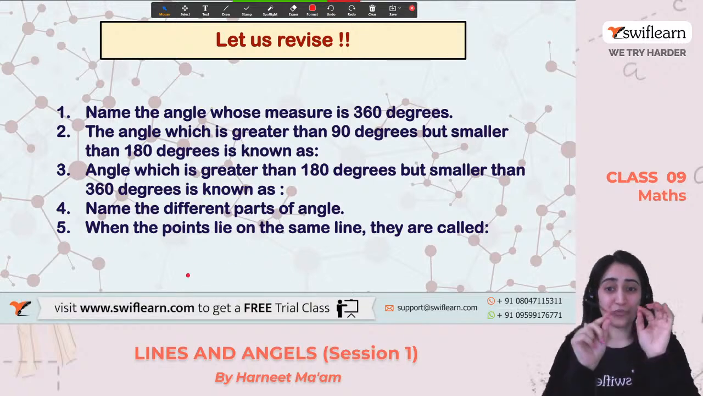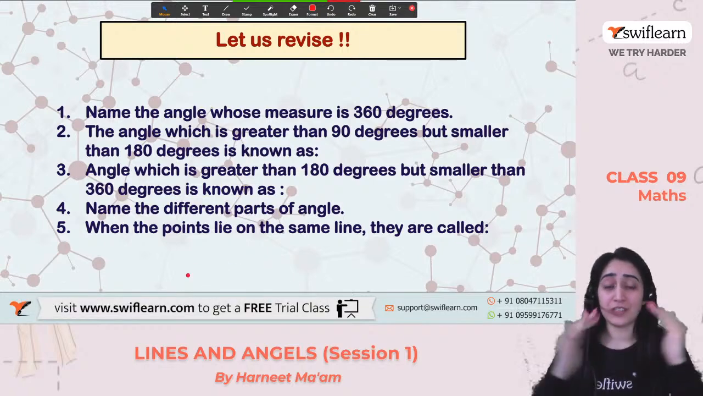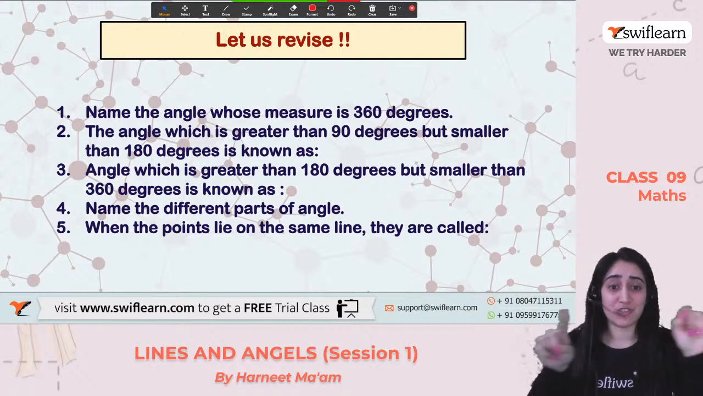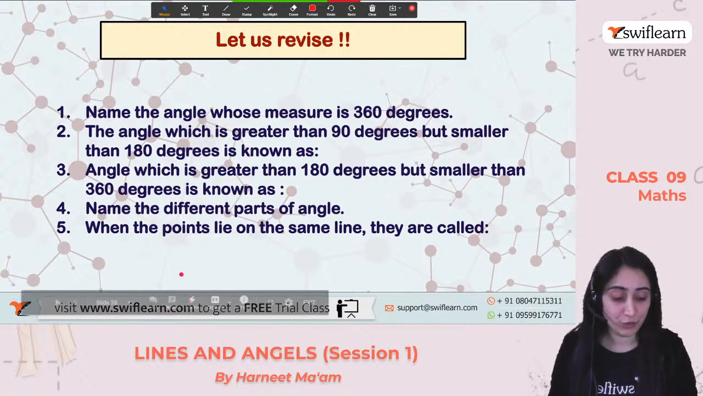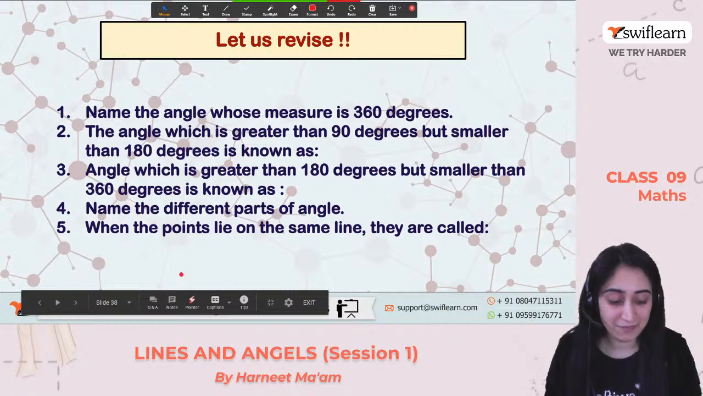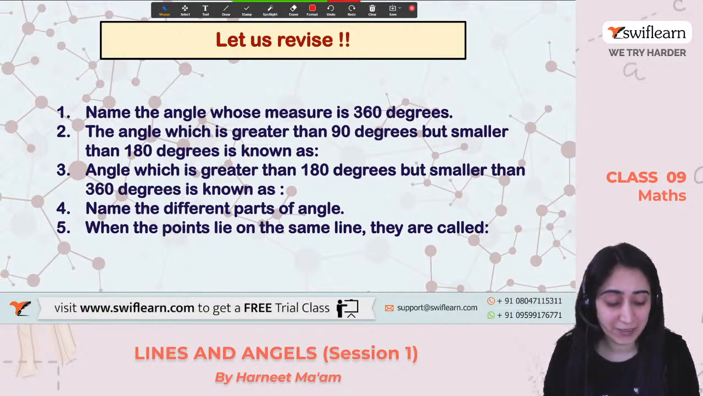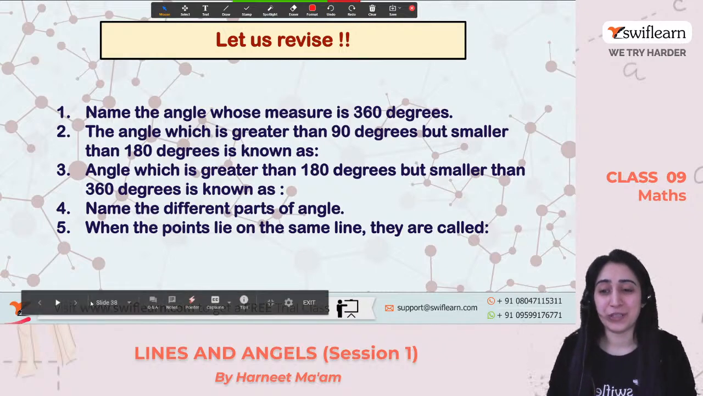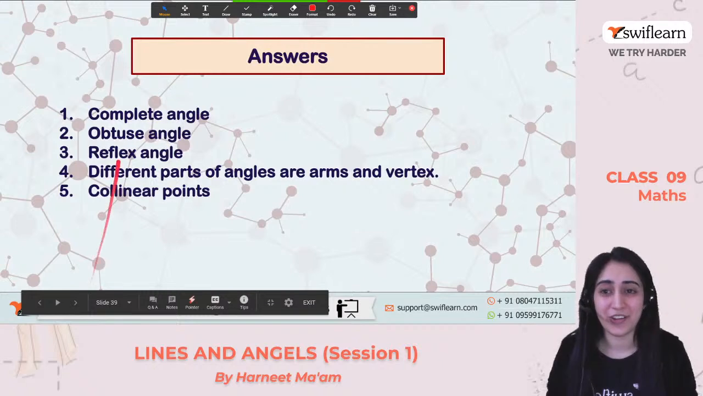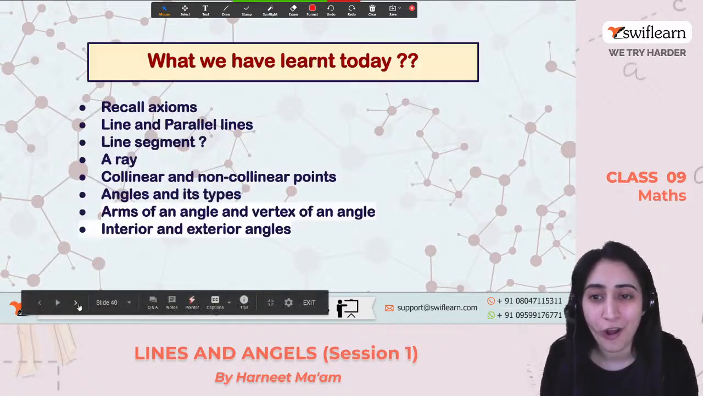When points lie in the same line, they are called? When there are different points, not one point, three or four points that lie in a straight line, the same line, what do we call them? Quickly. I'm waiting for your answer. Perfect. Collinear points. Well done, students. Great. You have done all the answers.